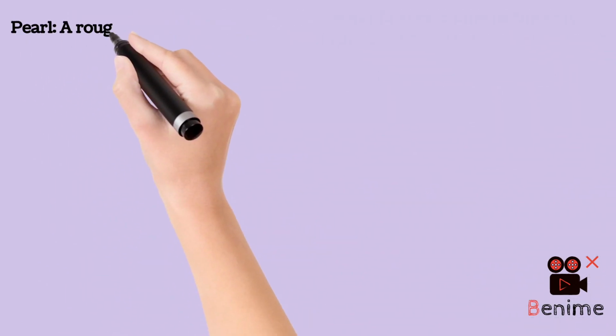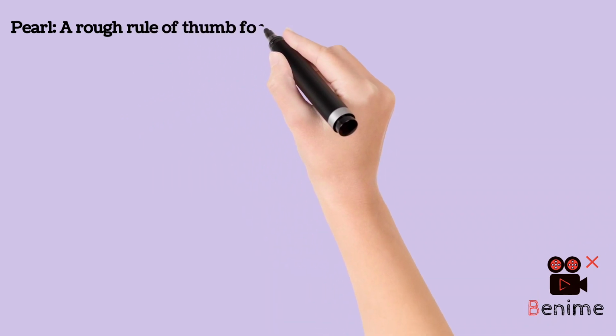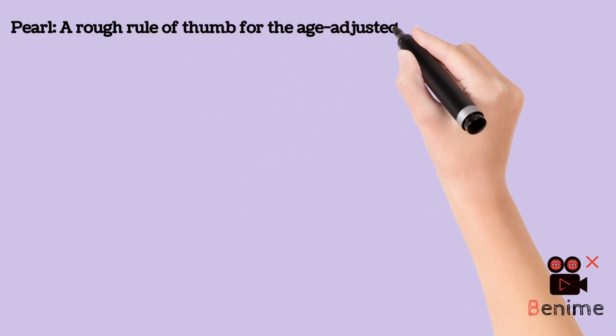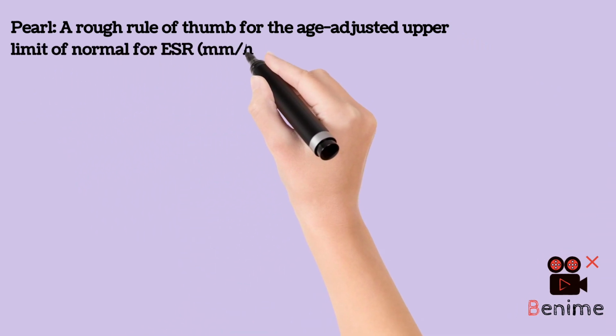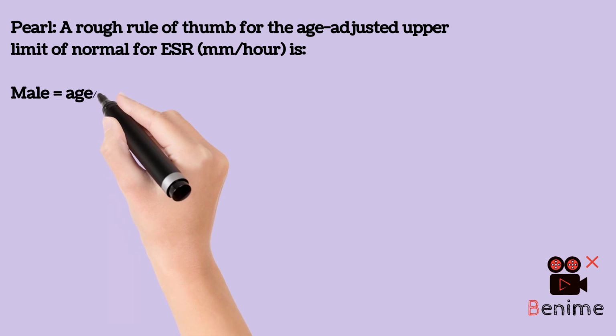Pearl: a rough rule of thumb for the age-adjusted upper limit of normal for ESR, in millimeters per hour, is: male equals age divided by 2; female equals age plus 10, divided by 2.